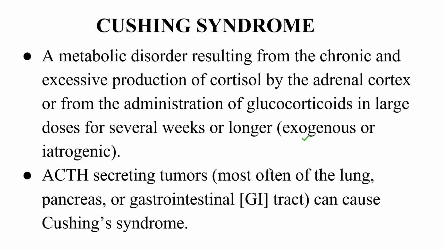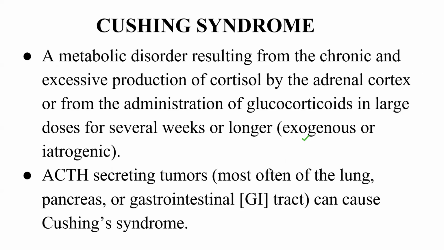So what is Cushing syndrome now? It is a metabolic disorder resulting from chronic and excessive production of cortisol by the adrenal cortex or from the administration of glucocorticoid in large doses for several weeks or longer.